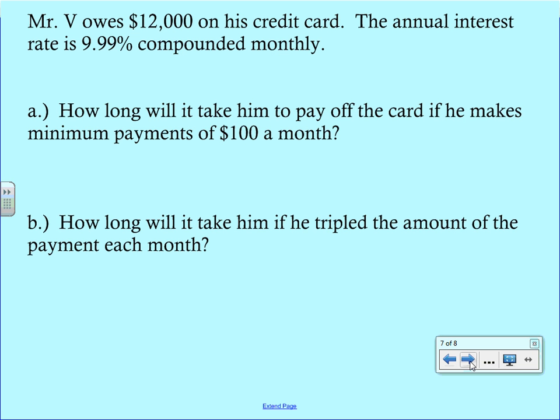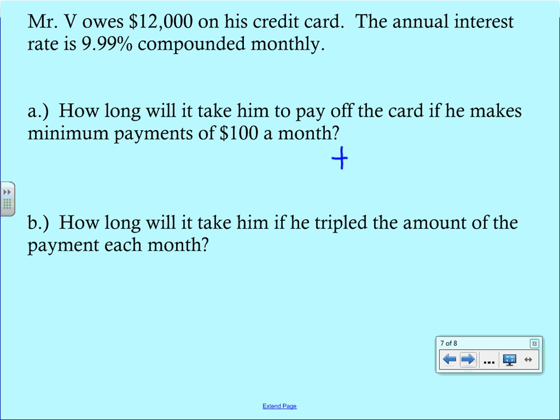Okay, so when you're going through here, A is now asking how long will it take for me to pay off the credit card if I make a minimum payment of $100 a month. Okay, not the best idea. Only $100 isn't going to really chunk out the 12,000 very much, but let's see how long it would take. Hopefully you have a guess as to what that would mean.